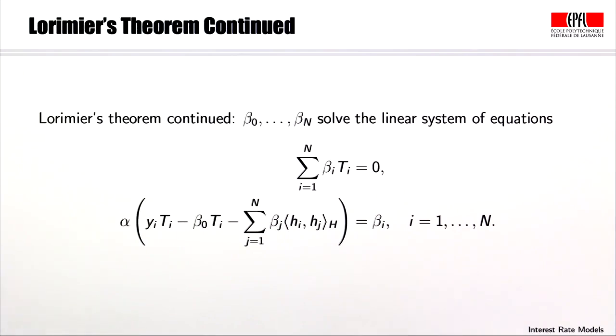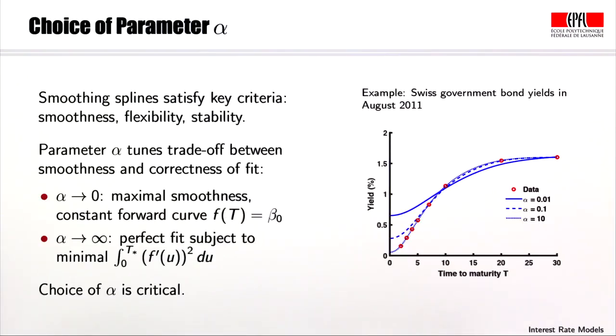This result is a fork theorem in the theory of smoothing splines. I call it Lorimier's theorem for this course because in her thesis she used this result to estimate the forward curve. It can be verified that smoothing splines satisfy the three criteria of smoothness, flexibility, and stability. In fact, the parameter alpha tunes the trade-off between the smoothness and the correctness of the fit.